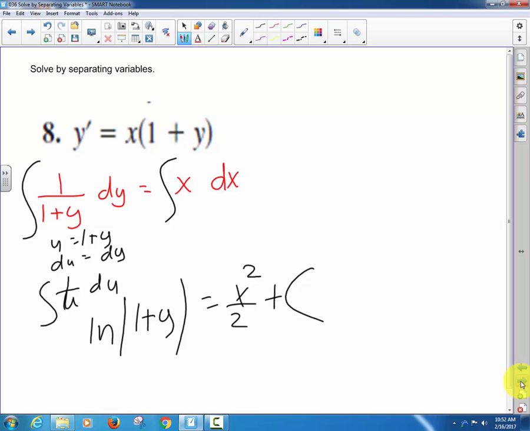ln of 1 plus y equals x squared over 2 plus c. Am I going too fast? Everybody see how we got there okay? Now, does your gut say that's a good place to stop? Okay, so what do you think we need to do? Your mind says, please stop, please stop, please stop. I understand that, but your gut says we need to do something now, okay?